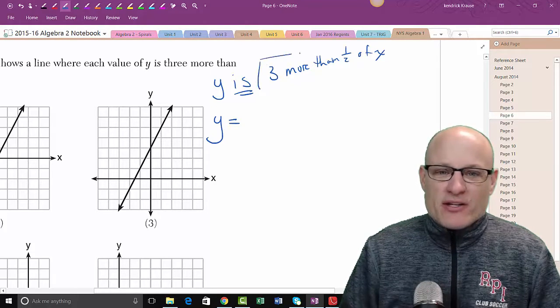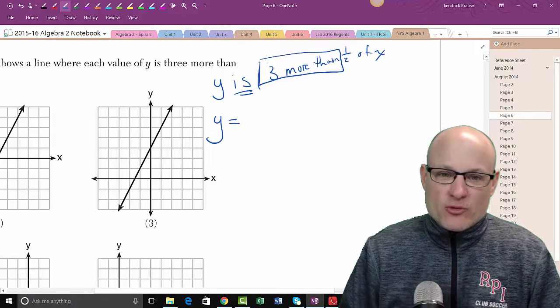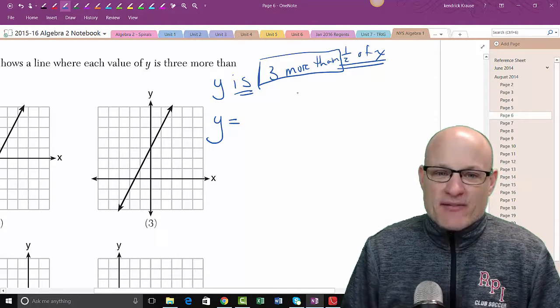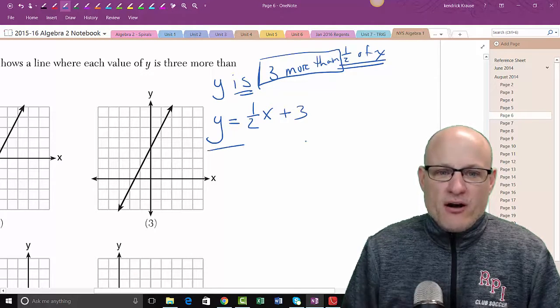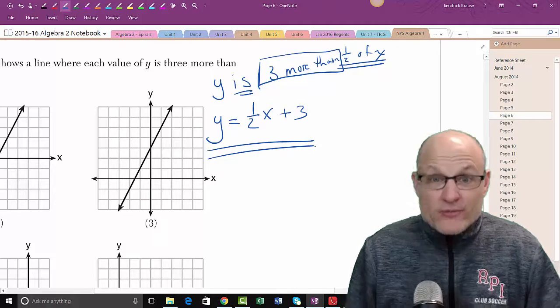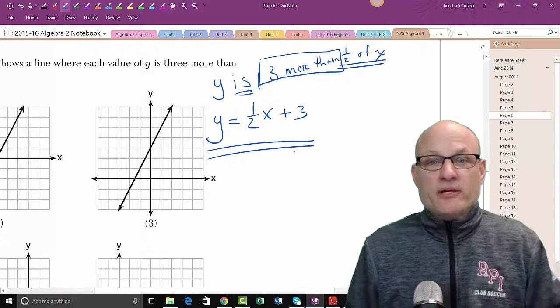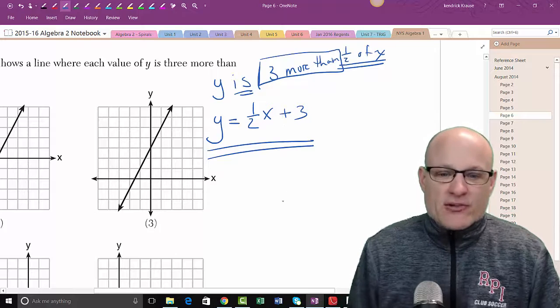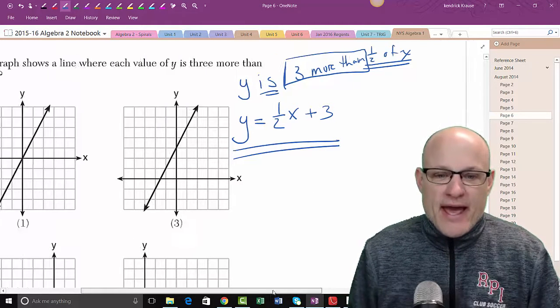Now, I always tell my kids if they see more thans and less thans, kind of come back to them. Don't worry about them. Let's figure out what this half of x is. Well, that's just half of x. And then 3 more than that would be plus 3. So really what I'm looking for is the equation y equals 1/2 x plus 3. Y-intercept of 3 and a slope of 1/2.